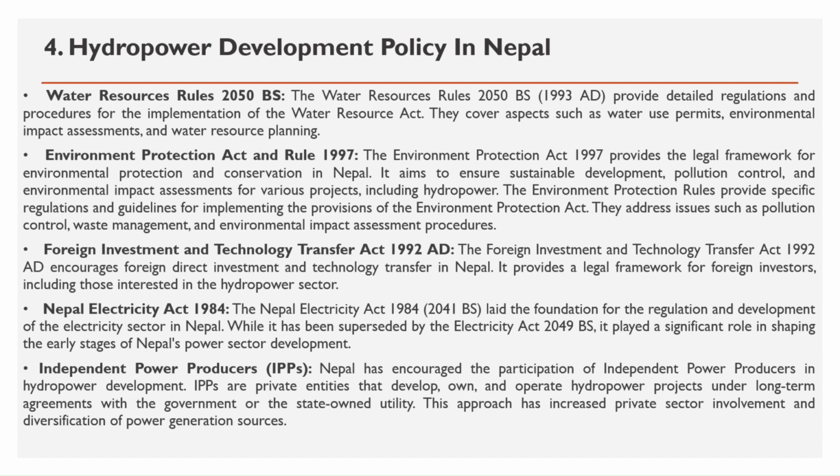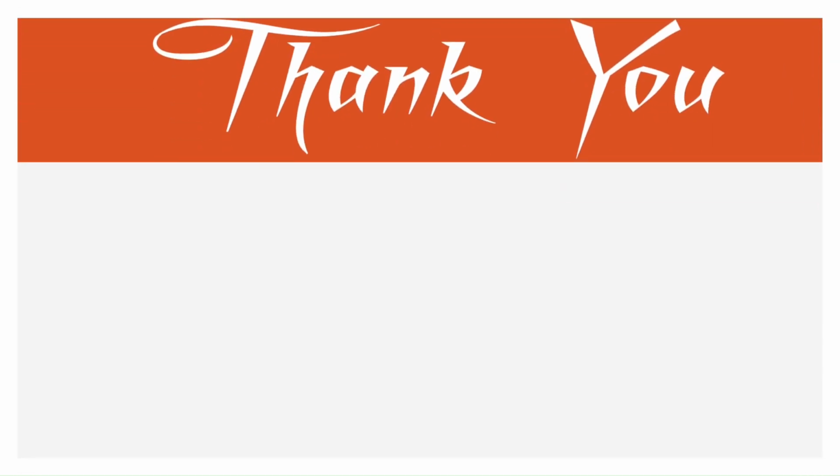Independent power producers, IPPs. Nepal has encouraged the participation of independent power producers in hydropower development. IPPs are private entities that develop, own, and operate hydropower projects under long-term agreements with the government or the state-owned utility. This approach has increased private sector involvement and diversification of power generation sources.